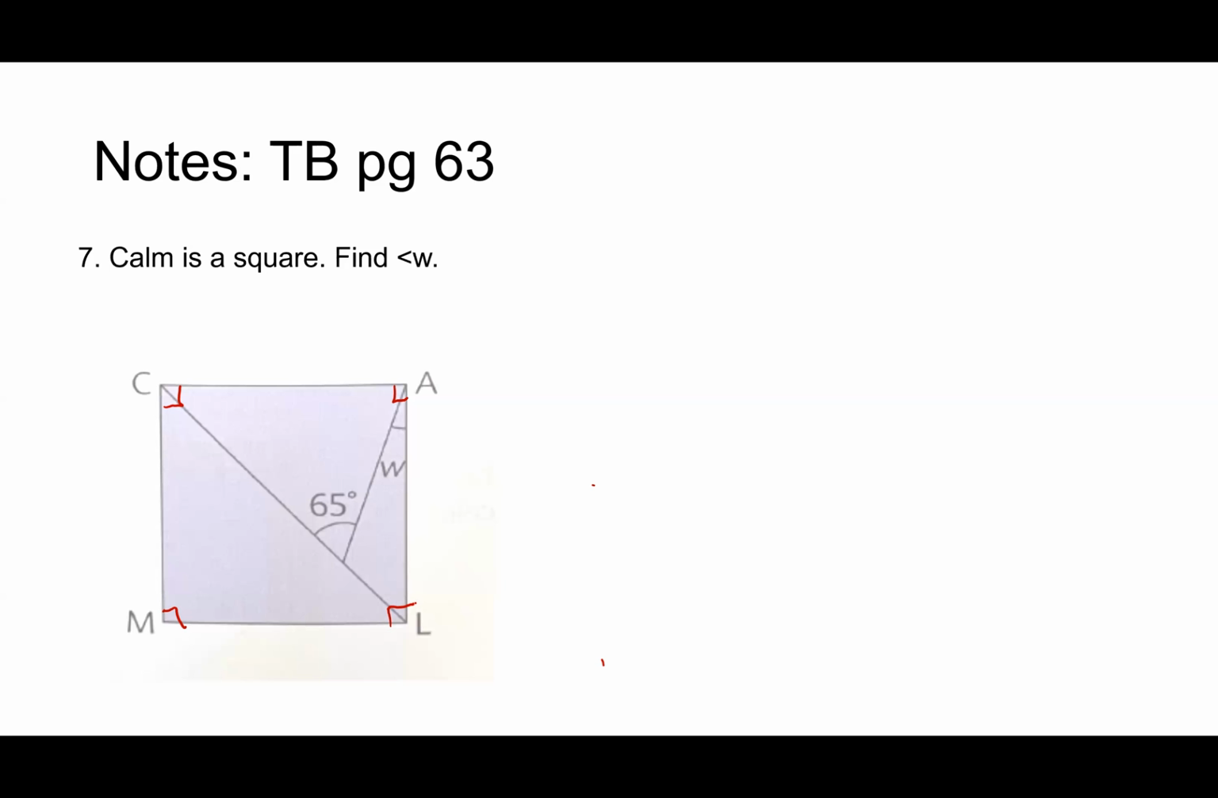So I'm pretty sure CL is fine. Yeah, it is a straight line. Okay, yeah, you can see it's an angle bisector. So since MCA is 90 degrees, the line basically cuts it in half. Okay, so they're both 45. How do you know that? How can you tell?